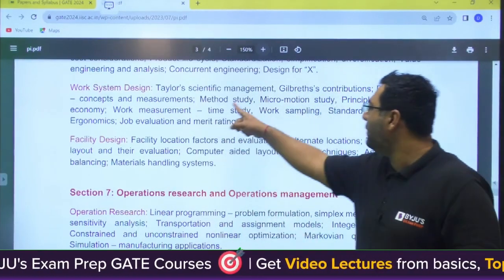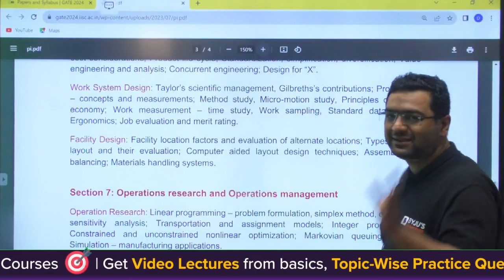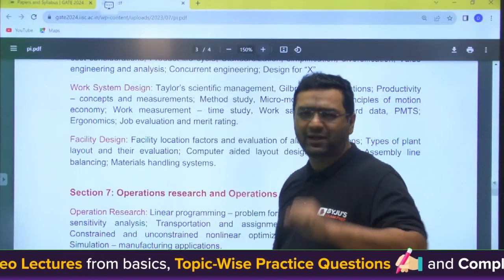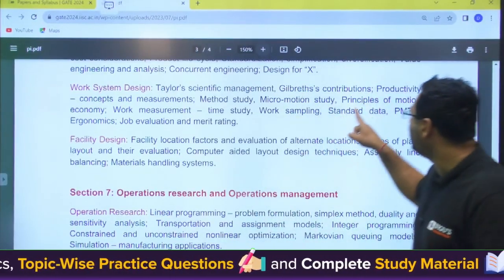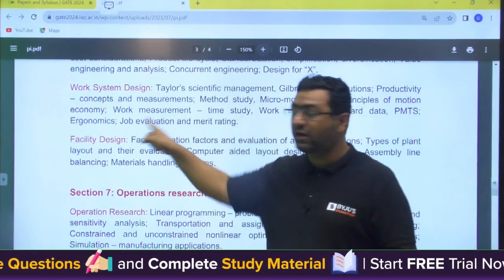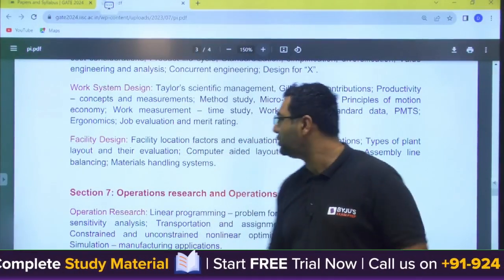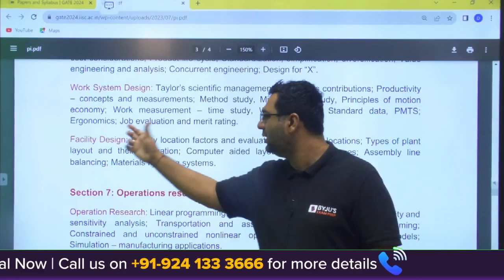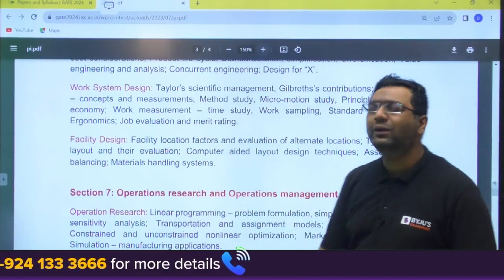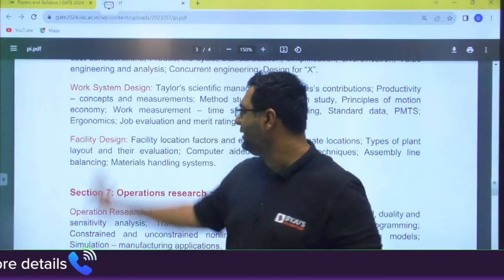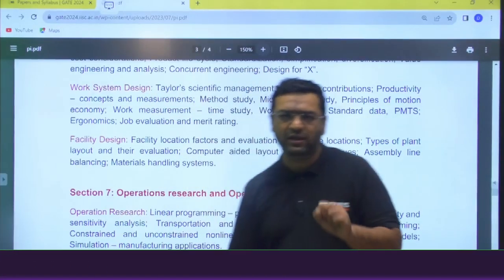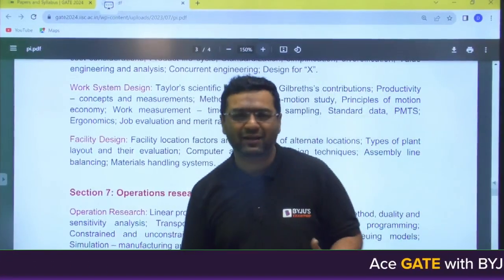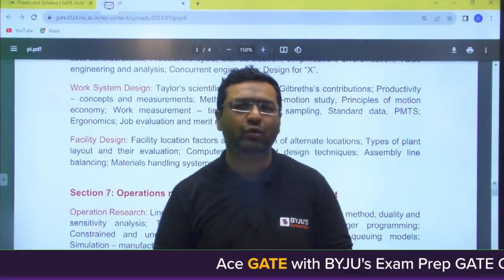Method study, micromotion study, this we generally study in industrial engineering. Then, my dear, principles of motion economy, work measurement, this is the part of industrial engineering. Time study, work sampling, standard data, PMTS, ergonomics, job evaluation and merit rating. All these things, if you see, 80% of this is there in the industrial engineering part, although it does not come in GATE mechanical. So that's why many teachers are not teaching.